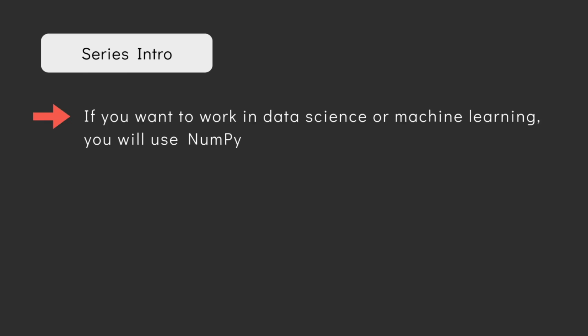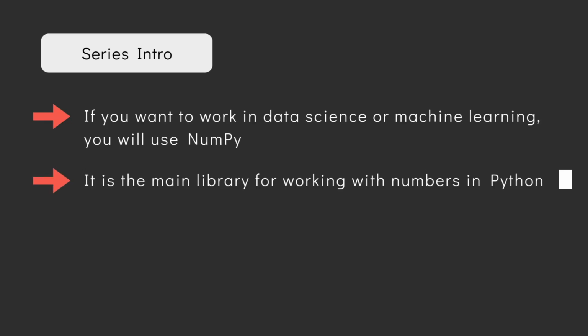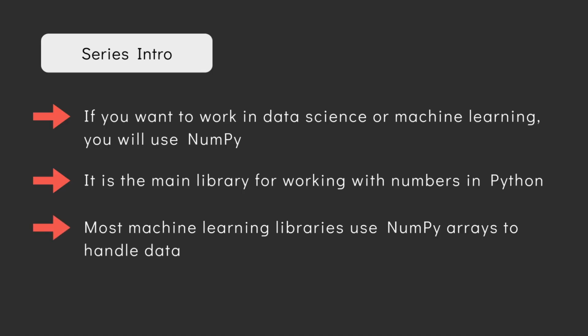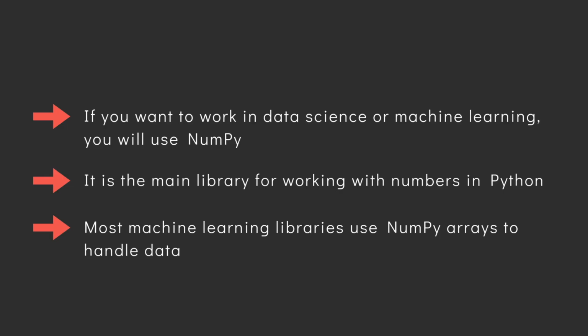If you want to work in data science or machine learning, you will use NumPy. It is the main library for working with numbers in Python. Most machine learning libraries use NumPy arrays to handle data. So before going deeper into machine learning, it's important to understand how NumPy works.